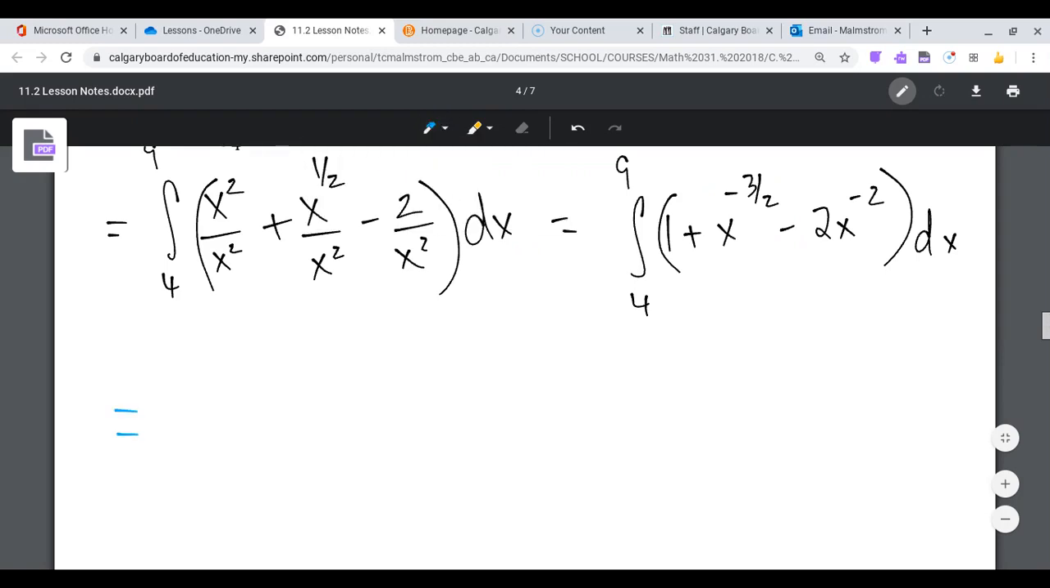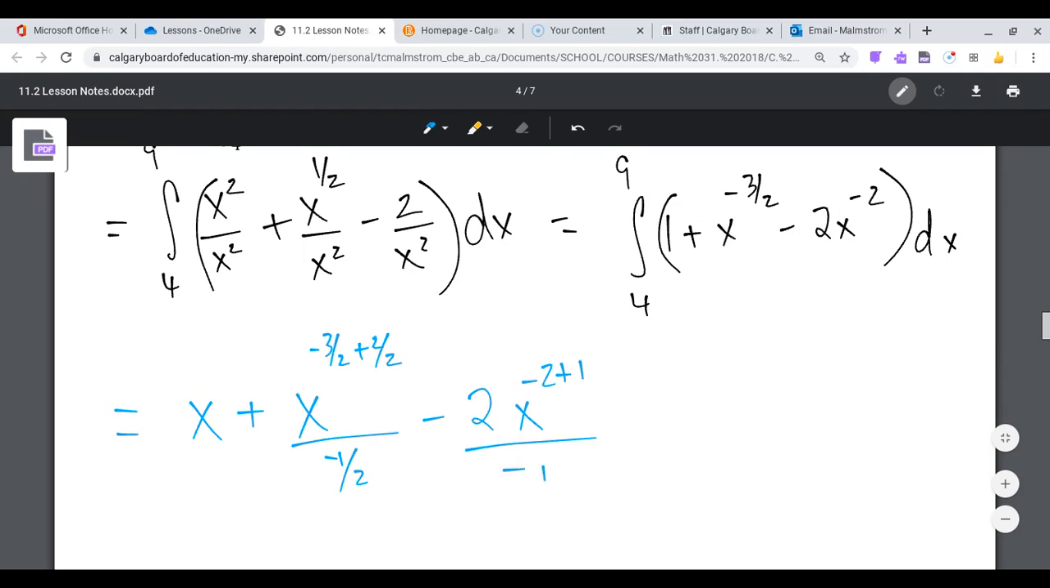So the antiderivative of 1 is x plus the antiderivative of x to the -3/2. I'm going to add 1. So that's -1/2. So divide by that new exponent, minus 2 times x to the -2, add 1. So that's -1. And then I missed, I got one more. Sorry. Minus 2x to the -2 plus 1. So that's -1. And then I don't need to write the plus c. All right. I got them all, I think.